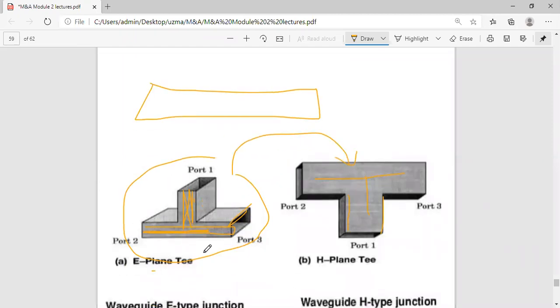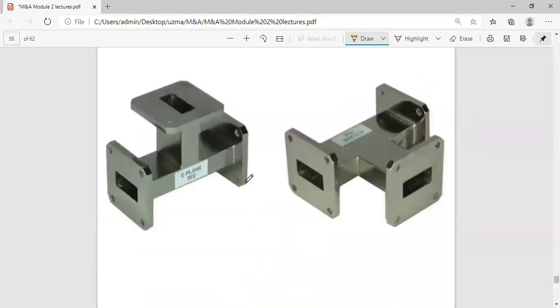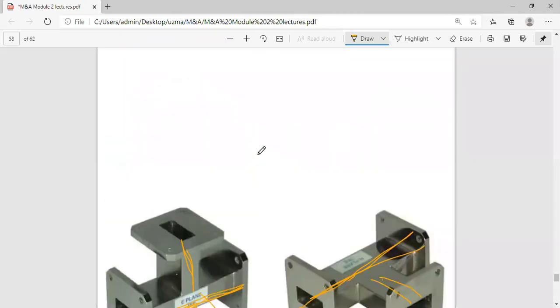One is the E plane T, the other one is the H plane T. So both structures are not the same, they are different. We will be looking into those details. Practically, these are available in the laboratories. This is the E plane and this is the H plane. See, this is your horizontal waveguide, a rectangular waveguide. Above there is one arm. Here you can see this is your rectangular waveguide. Here the arm will be above, and here it will come from the side. That is the difference.